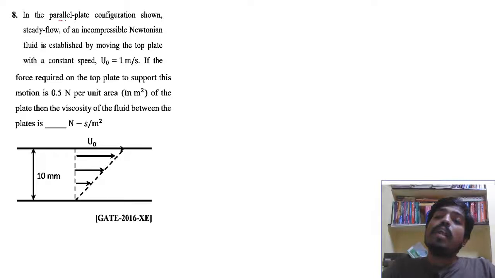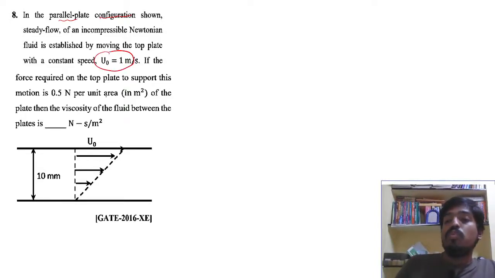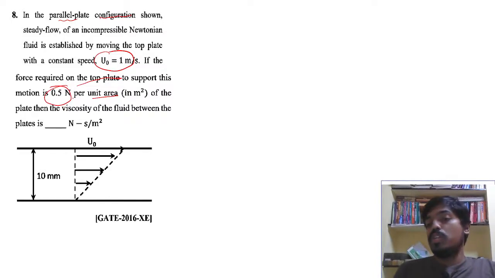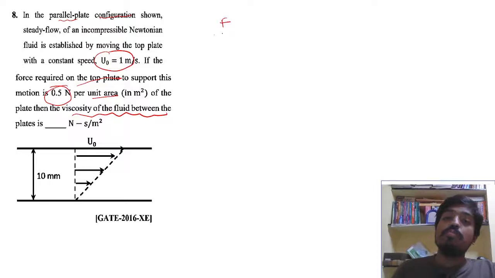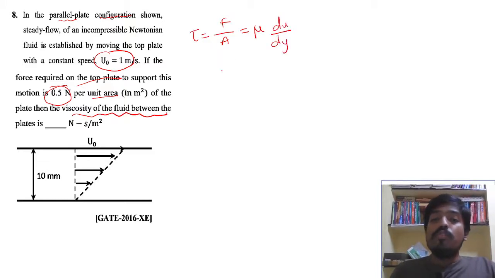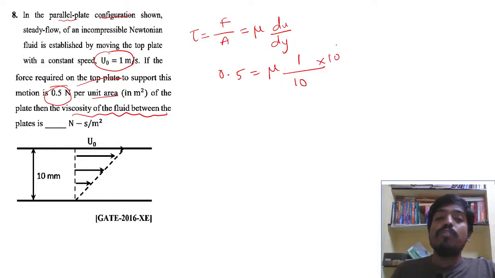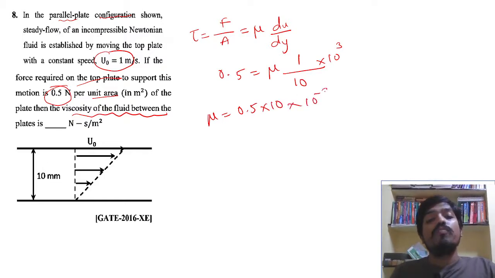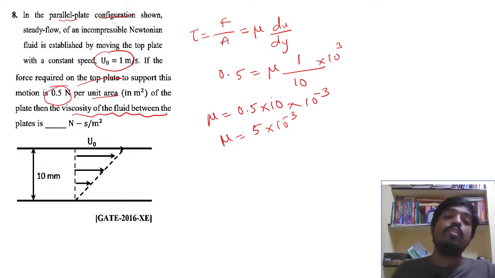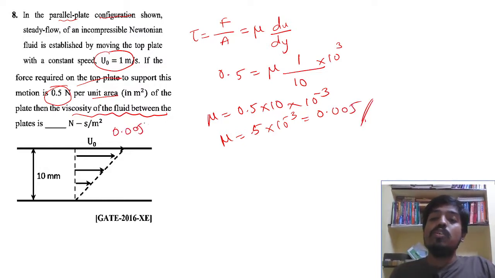Next. Now they have given a parallel plate configuration. The U value is given. The force required on the top, how much force is required per unit area, is given. They are asking for the viscosity. So force per unit area is tau, equal to mu into du by dy. 0.5 is equal to mu into the velocity 1 divided by the distance, which is 10 to the power of 3. So mu is equal to 0.5 into 10 to the power of minus 3. So mu is equal to 5 into 10 to the power of minus 3. What is that? 0.005. So the answer is 0.005.